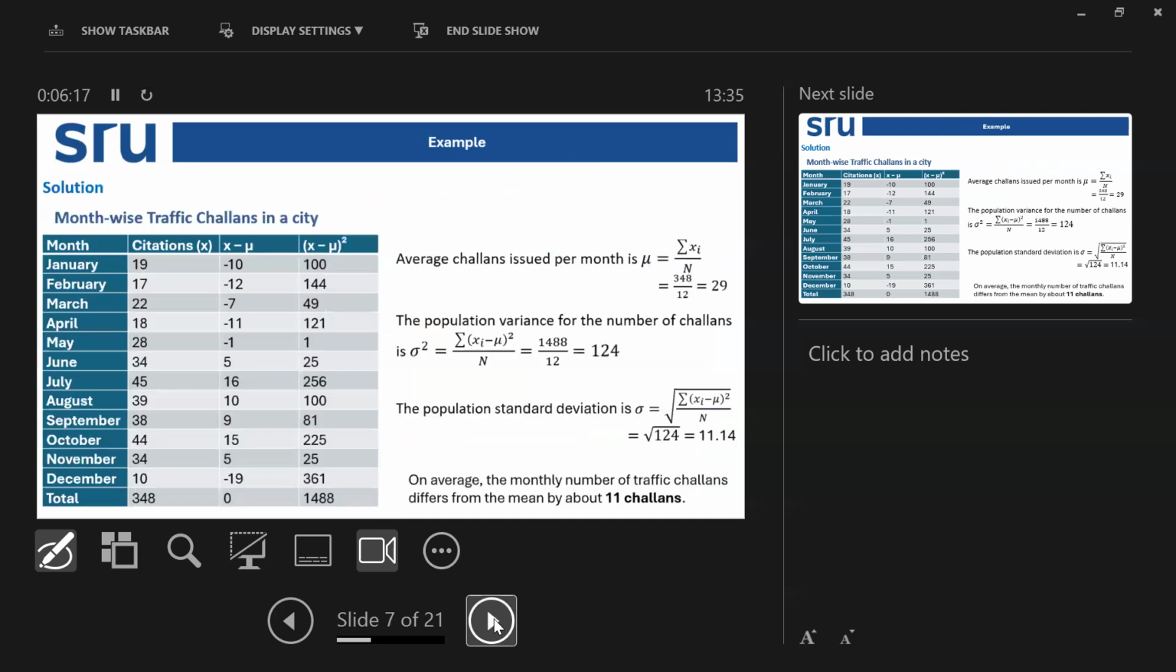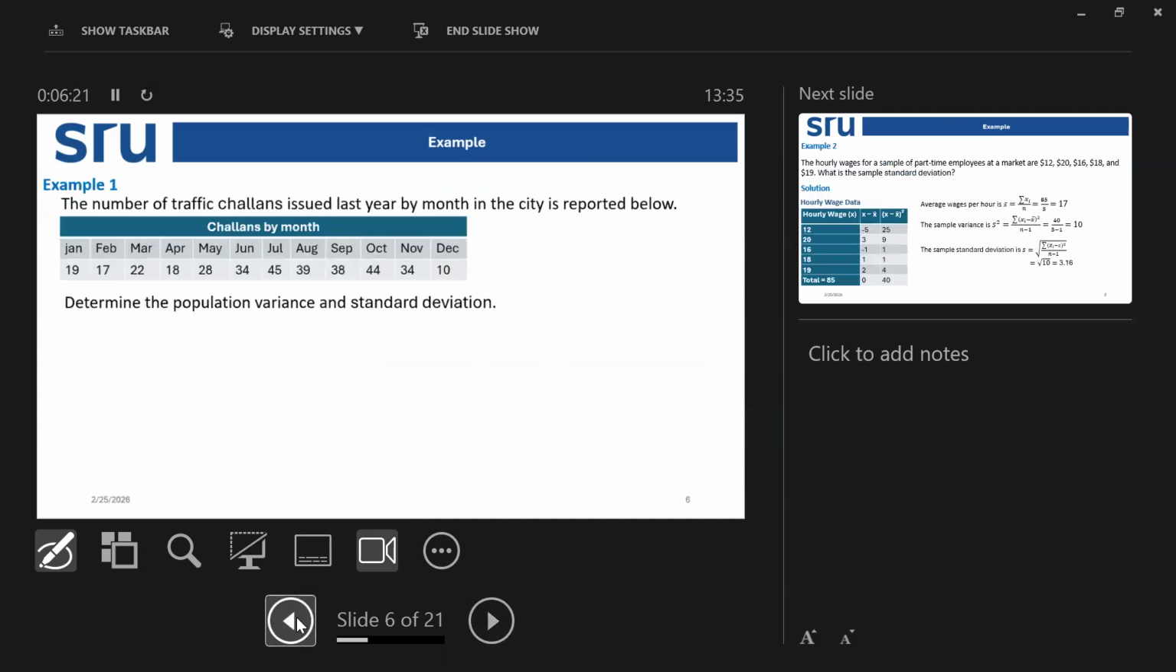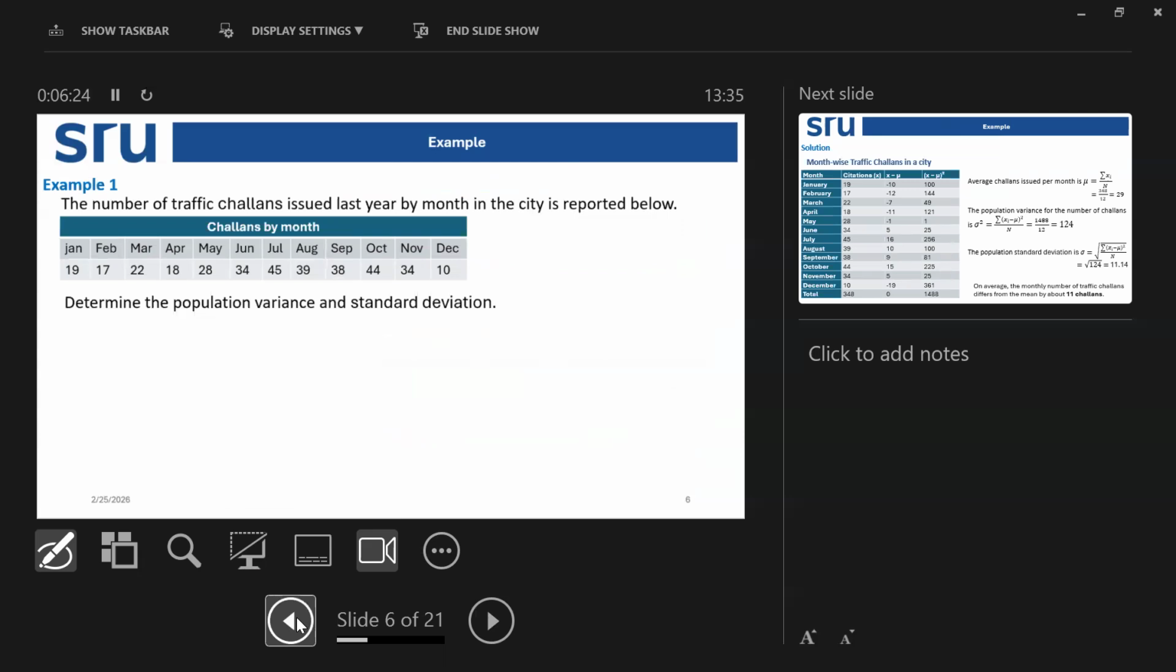We need grouped data. Yeah, this is the data that we have. They have given the number of traffic chalanas issued in the last year by month in a city, reported below. Month wise, whatever chalanas they are issuing, right? Traffic chalanas. Whoever missed the signal, they will generate a report, right? Those chalanas they have given here. How many they have generated? In January 19, February 17, March 22, and so on, till December.